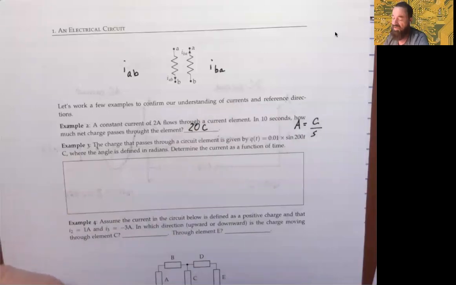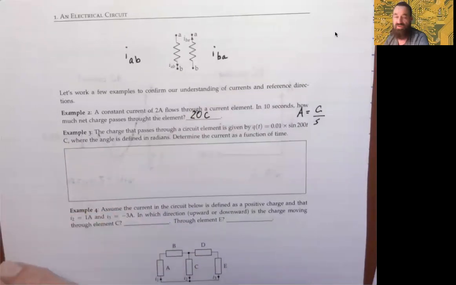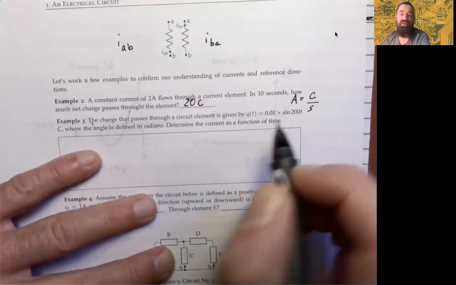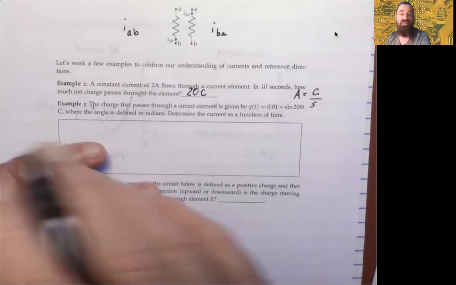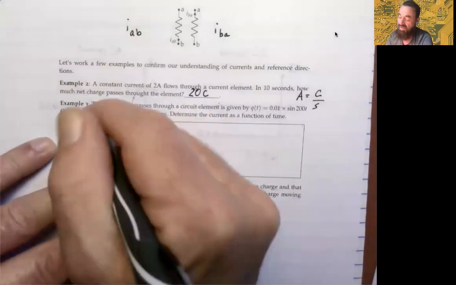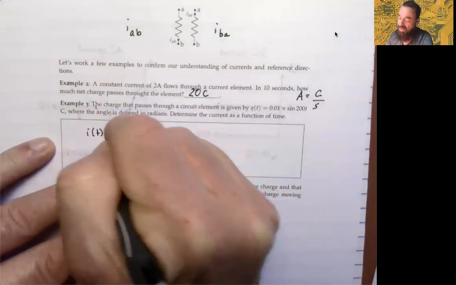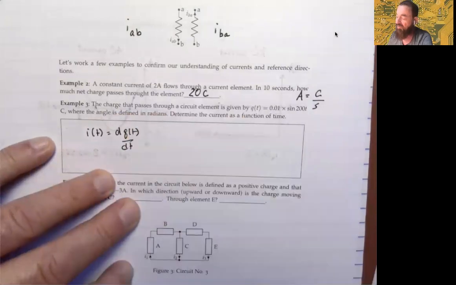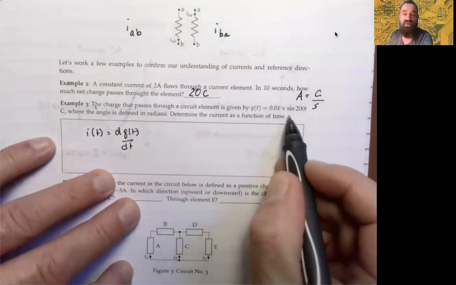Let's suppose that in example 3, you have a charge that passes through a circuit element, but now the charge is changing. In this case, it changes by sign and magnitude according to a sine function. And we ask, what is the current as a function of time? Again, we know it is the first derivative of your charge function with respect to time. So you're taking the derivative of this function here.